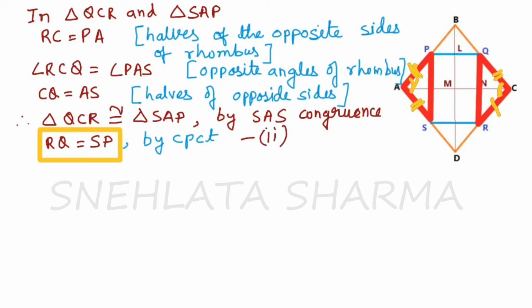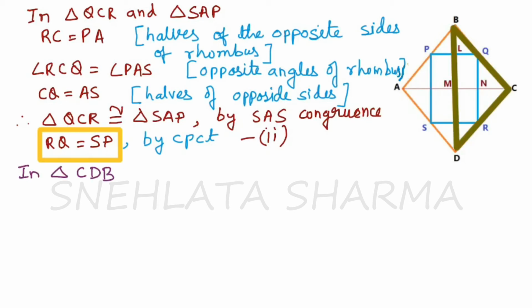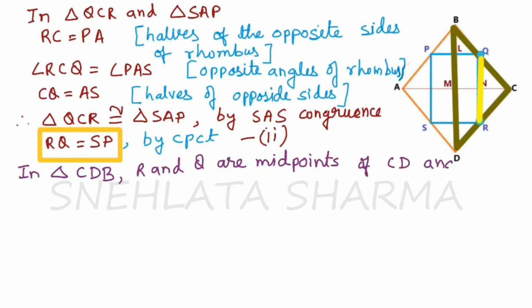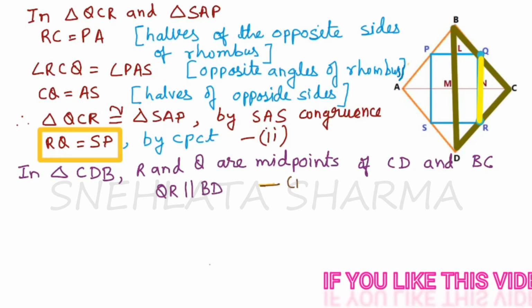Now consider triangle CDB. In triangle CDB, see figure, this is triangle CDB. In this triangle, we have R, this is midpoint of CD, and we have Q, this is midpoint of CB. So by midpoint theorem, we can say that QR is parallel to BD. Let's write this. In triangle CDB, R and Q are midpoints of CD and BC respectively. Therefore, QR is parallel to BD. Let's mark this as equation 3.